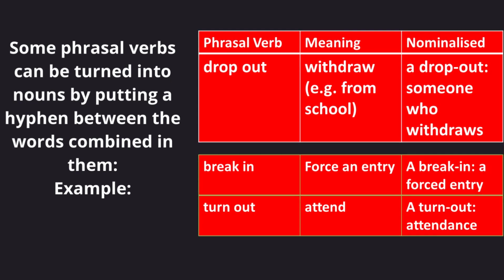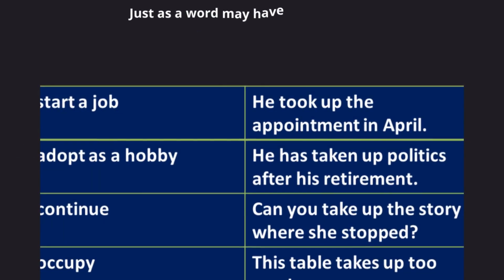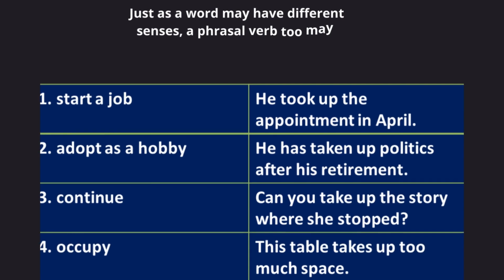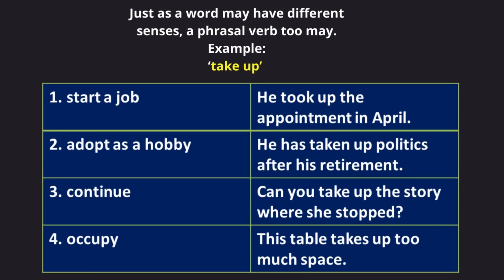Okay. Assuming you have drop out as a phrasal verb, which means withdraw, for example from school, you can nominalize it by saying a drop out, someone who withdraws. And finally, just as a word may have different shades of meaning, a phrasal verb too does. Okay? So if you pick a phrasal verb such as take up, there are shades of meaning that you can get from it. For example, to start a job.